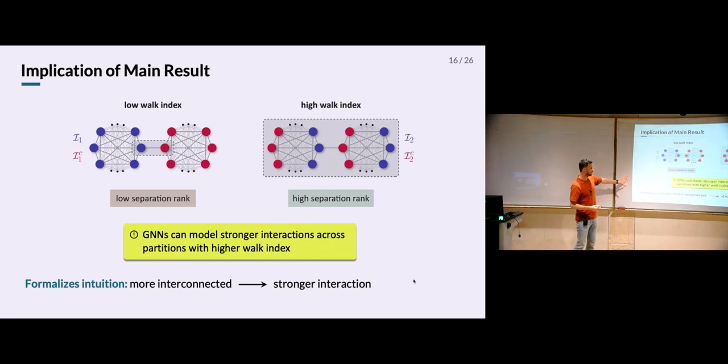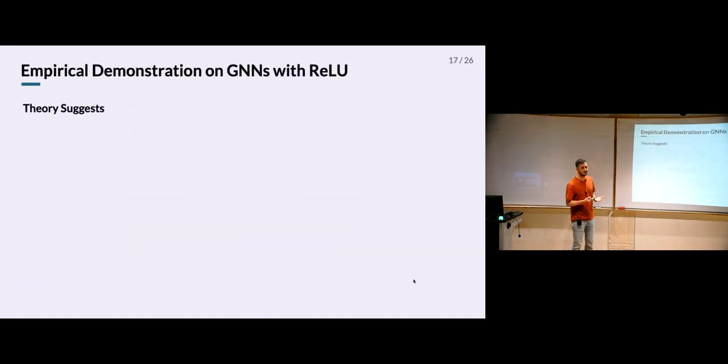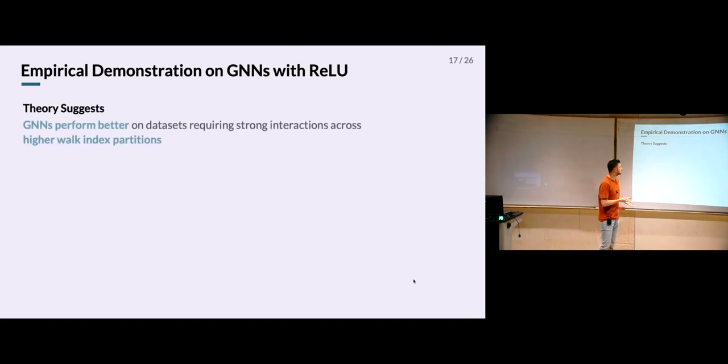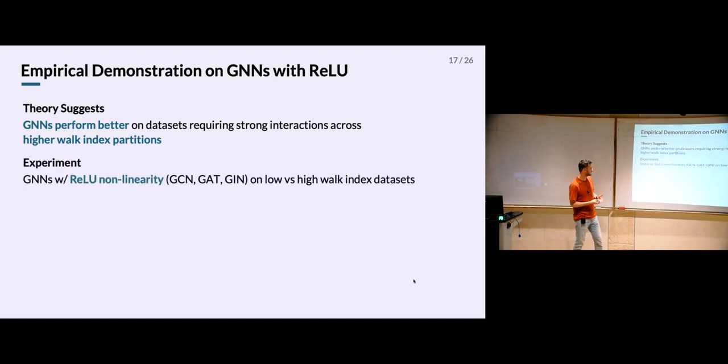Now, the theory is just for GNNs with product aggregation, but more generally, what it suggests is that if we have two tasks, in one of them we need to model strong interactions across a partition with a low walk index, and in the other, we need to model interactions across a partition with a higher walk index, then the GNNs will perform better on the data sets that have a higher walk index. Okay. The partition that is important has a higher walk index. And to see if this is indeed the case, we run experiments.